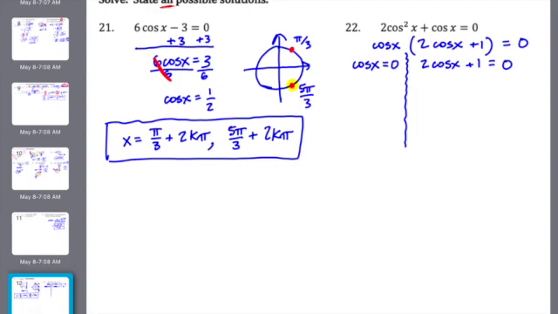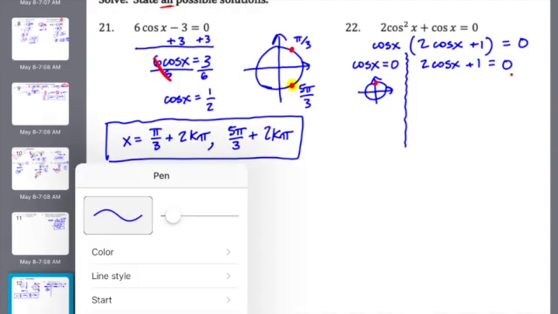So cosine x equals 0 at 2 spots on our unit circle. So it happens up here at pi over 2.